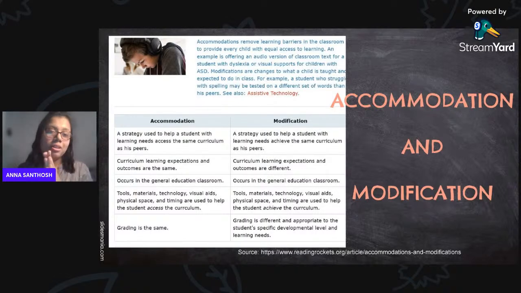This is just for your awareness regarding accommodation and modification, because I have heard that many have doubts regarding what is accommodation, what is modification, are they same, are they different. So these kinds of questions would arise. So you can just have a look at this. I got it from a Reading Rockets article. So I should be mentioning the source because that's how it should be.